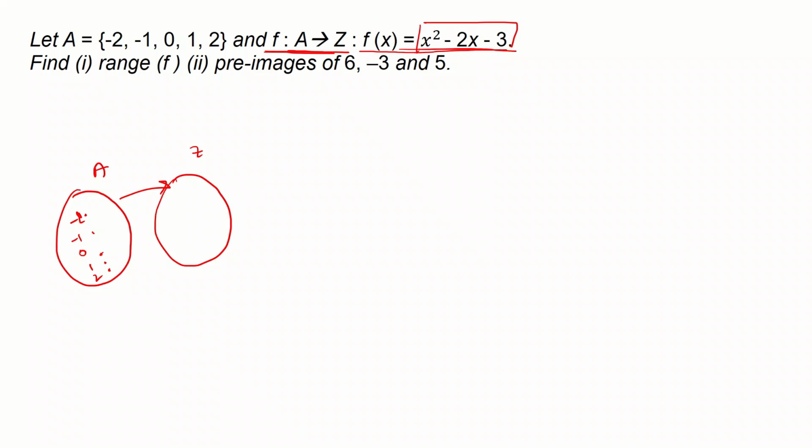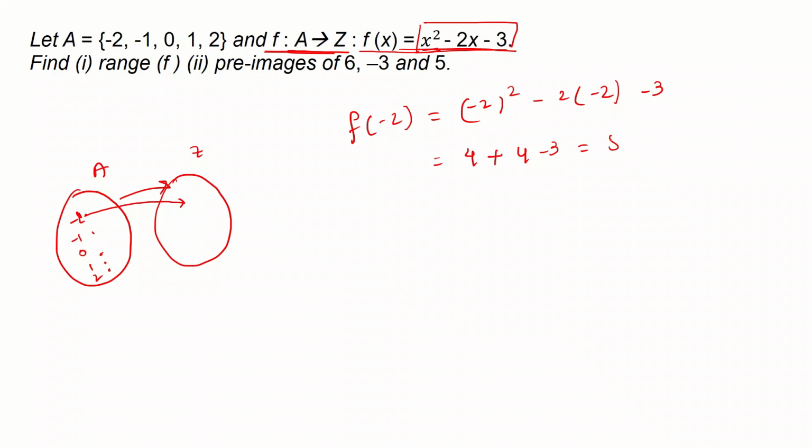set. If we want to find out where f(-2) is going, that means where -2 is actually going, you just substitute -2 in place of x. So f(-2) will be (-2) squared minus 2 times -2 minus 3. What I have done is just put -2 in place of x and simplify. So we'll be having 4 plus 4 minus 3, which is 8 minus 3, which is 5. So -2 goes to 5.